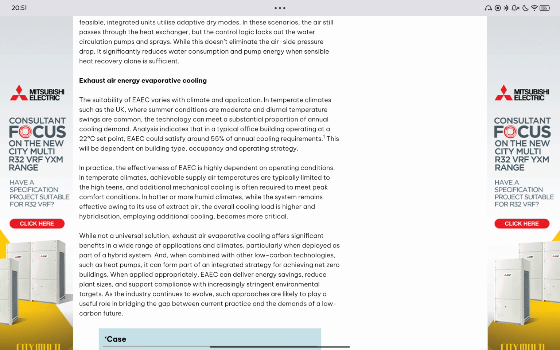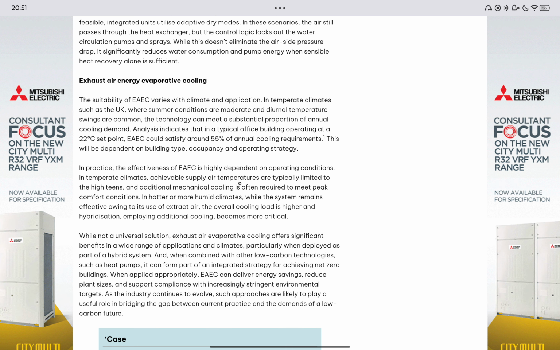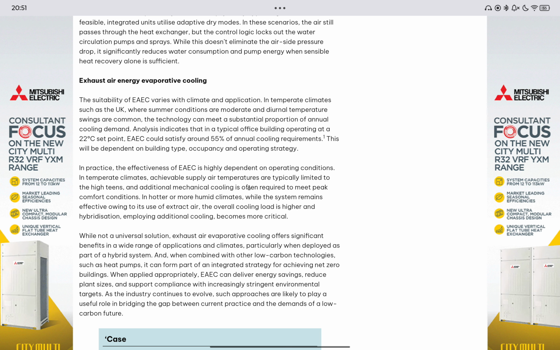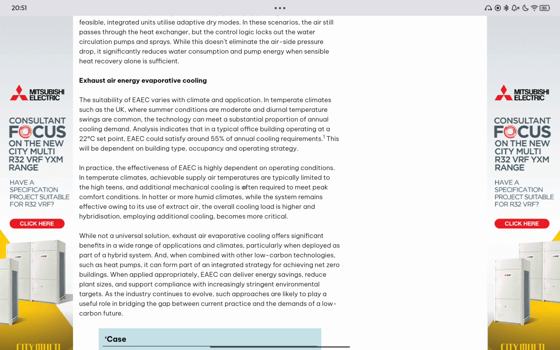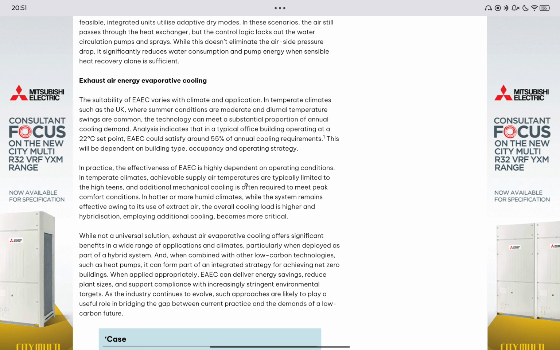Exhaust air energy evaporative cooling. The suitability of EAEC varies with climate and application. In temperate climates such as the UK, where summer conditions are moderate and diurnal temperature swings are common, the technology can meet a substantial proportion of annual cooling demand.